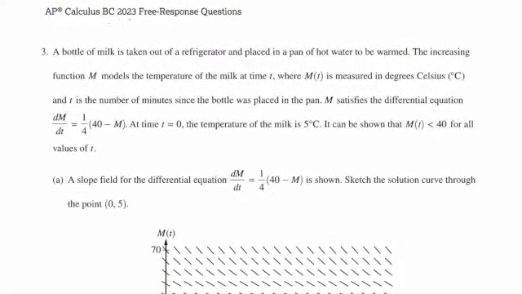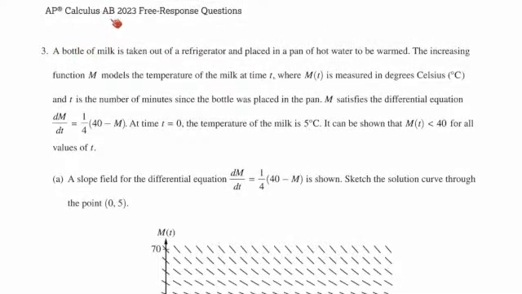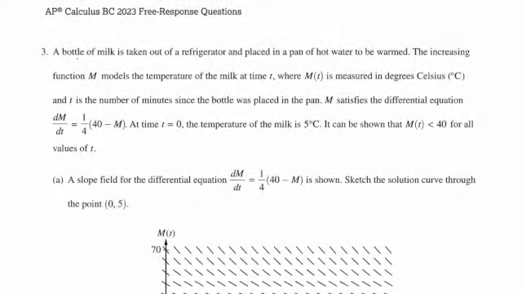Problem 3 of AP Calculus BC 2023 is the same as problem 3 of AP 2023 AB. So let's solve one of them. Problem 3 says a bottle of milk is taken out of a refrigerator and placed in a pan of hot water to be warmed. The increasing function m models the temperature of the milk at time t, where m of t is measured in degrees Celsius and t is the number of minutes since the bottle was placed in the pan. M satisfies the differential equation dm/dt equal to 1/4 times (40 minus m). At time t equal to 0, the temperature of the milk is 5 degrees Celsius. It can be shown that m of t is less than 40 for all values of t. Yes, if you solve this differential equation in one part, you will see that the horizontal asymptote is y equal to 40.